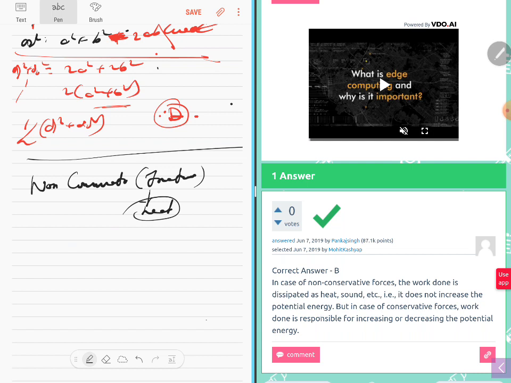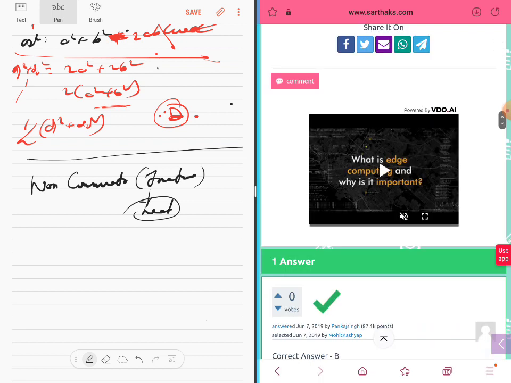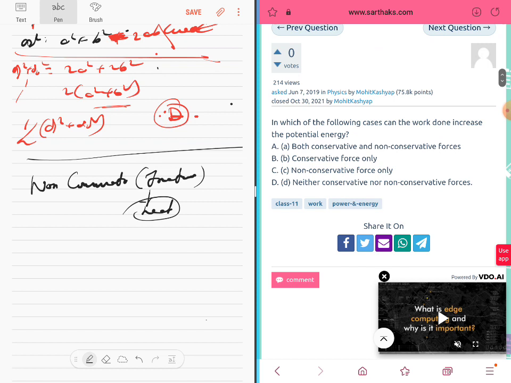It does not increase the potential energy. So a non-conservative force does not increase the potential energy, but for a conservative force, work done is responsible for increasing or decreasing the potential energy. So the work done on the potential energy is due to conservative force only, not due to non-conservative. Just remember that. And so option B is the right answer. So let's go to the next question.